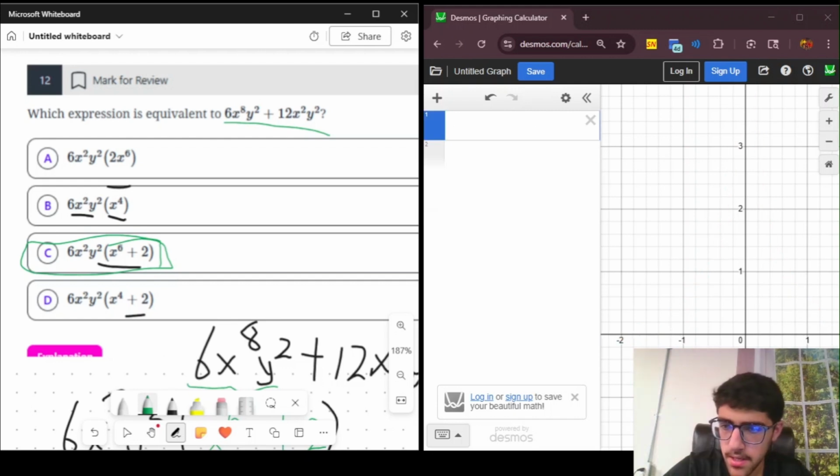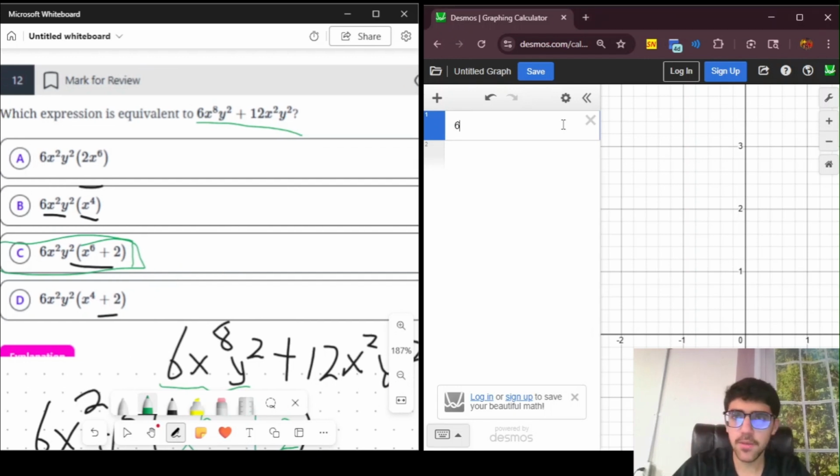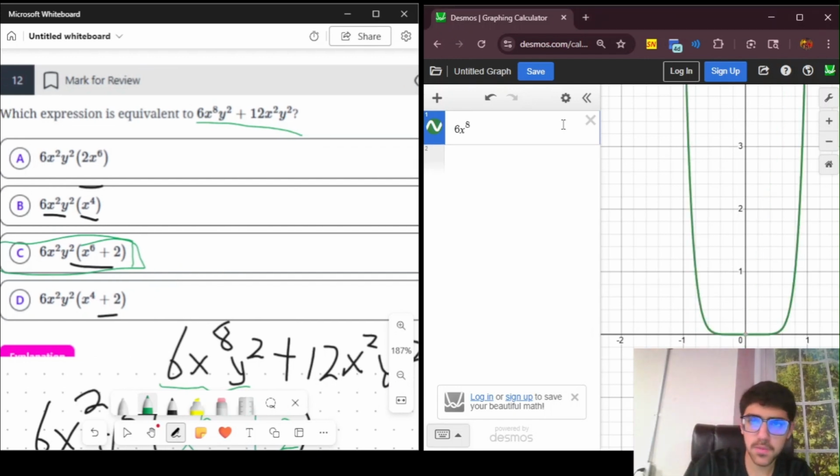Okay. So similar to the last question, this question can also be solved using Desmos, although it might be a bit more confusing. So let's say you put 6x to the 8. Just put in the initial thing, y squared times y squared plus 12x squared times y squared.